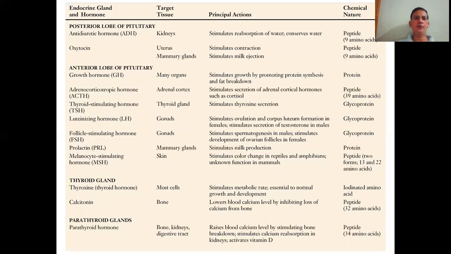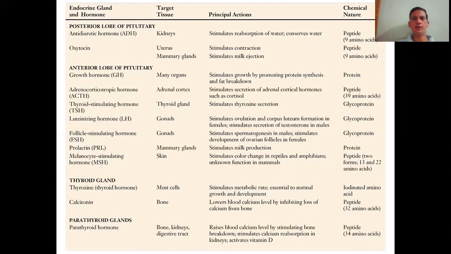Then there is the adrenocorticotropic hormone. This has the adrenal cortex as its target. It stimulates secretion of adrenal cortical hormones such as cortisol, and this is also a peptide of 39 amino acids. Another one is the thyroid stimulating hormone. In short, it's called TSH. The target is the thyroid gland and it stimulates thyroxine secretion. This is a glycoprotein.